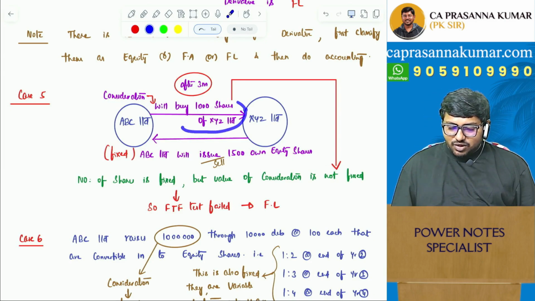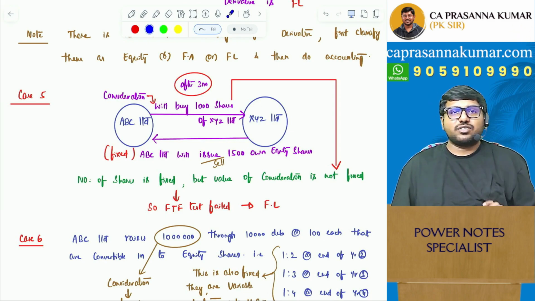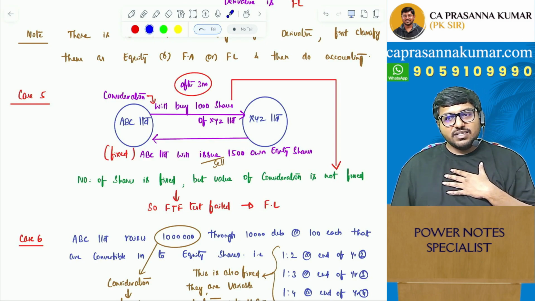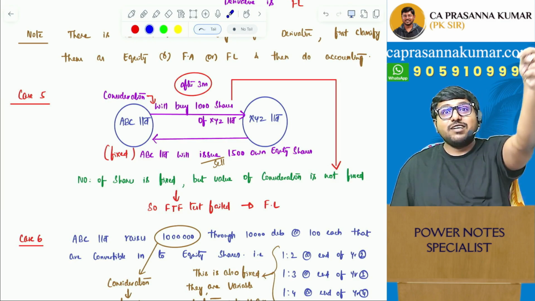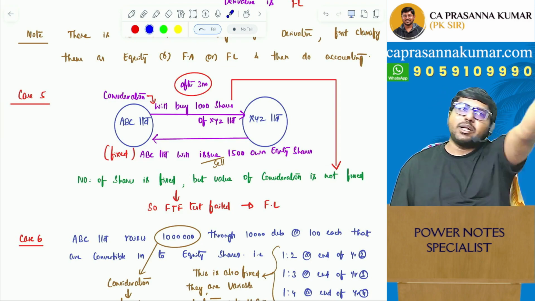Here, these 1000 shares which you are thinking are fixed are the shares of the other party, XYZ. You understand the point? The other party's shares. So there you cannot apply that fixed to fixed test. Always try to remember the fixed to fixed test: from my side, X number of shares; from the other side, Y rupees of remuneration.